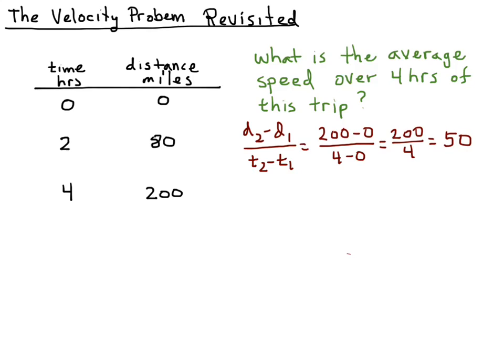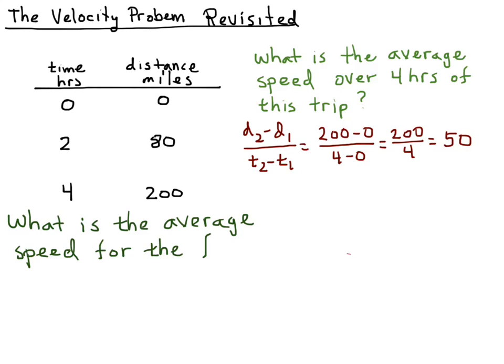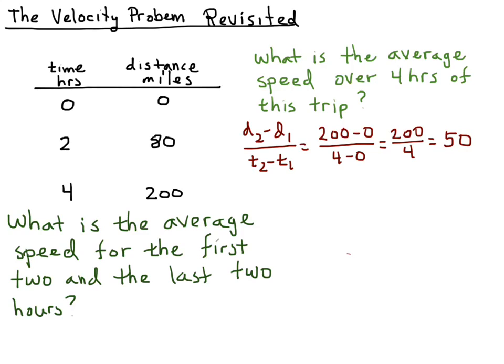Now let's say we're writing down all of our times and our distances, and at 2 hours, we've gone 80 miles. Then we can ask the question, what is the average speed for the first 2 hours and the last 2 hours? We just do the same thing with different numbers. For the first one, the difference in distance is 80 miles minus 0, and the difference in time is 2 hours minus 0 hours. So for that first 2 hours, I'm traveling at 40 miles per hour.